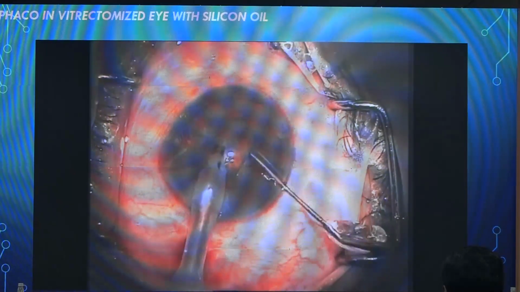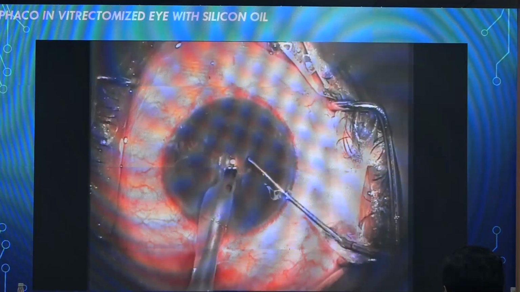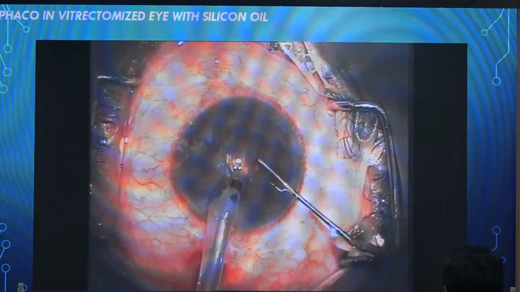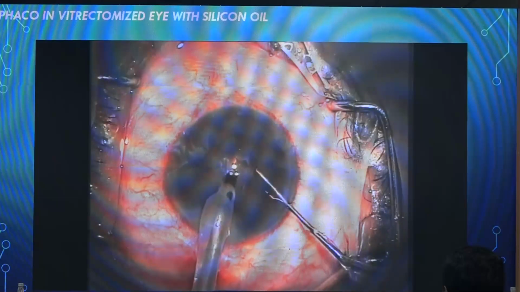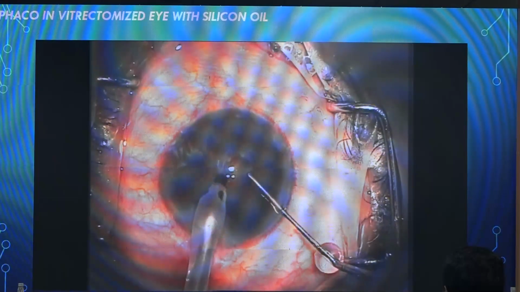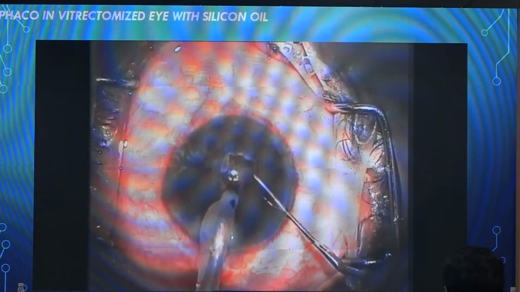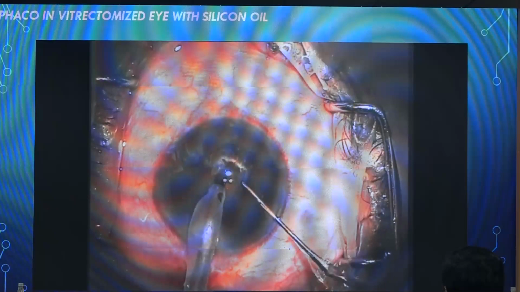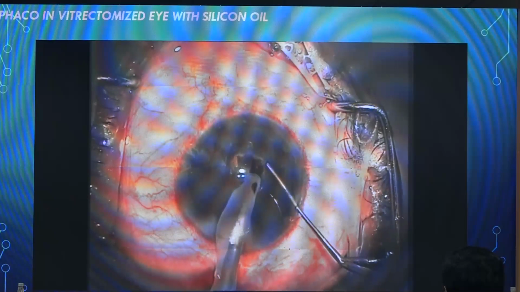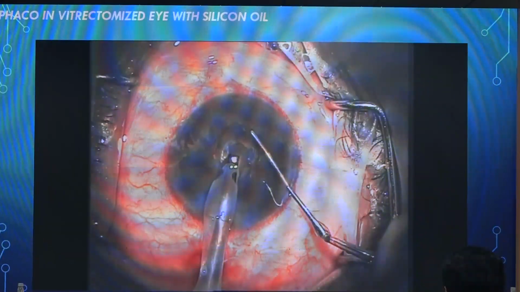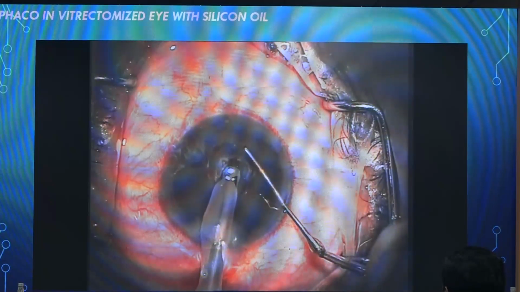So then going to phaco, as I have already said, we have to make a deeper trench here and use a higher power phaco during sculpting. The chatter you can see is there because these cataracts are usually hard, especially this being a silicone oil filled eye.